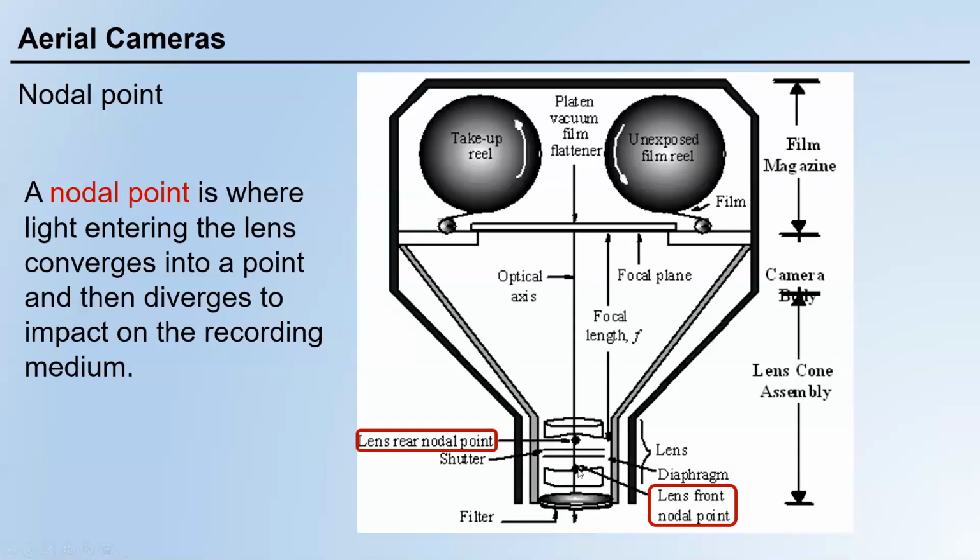Okay, the first nodal point is where light entering the lens converges into a point. And there is another nodal point, called the lens rear nodal point. Here is where the light diverges to impact on the recording medium. Who's the recording medium here? It's the film. And the focal length, again, is the distance from the film to the lens system. And here, before the lens system, there is a filter, okay?